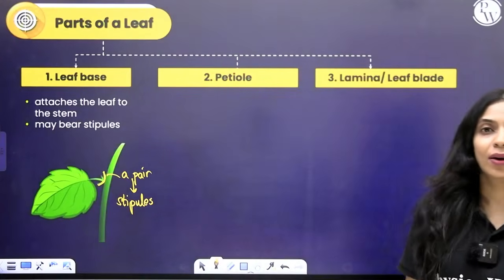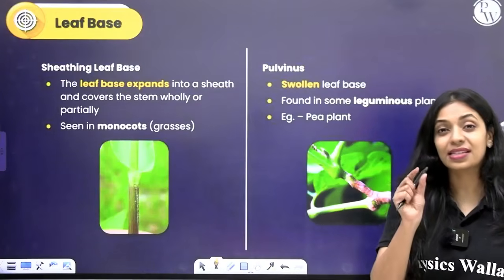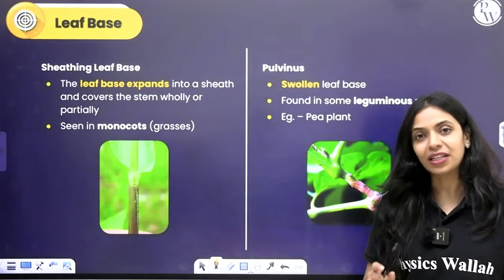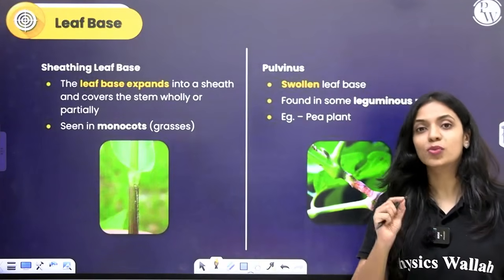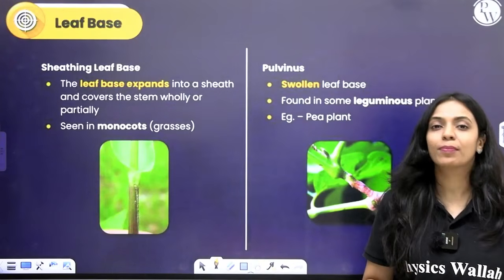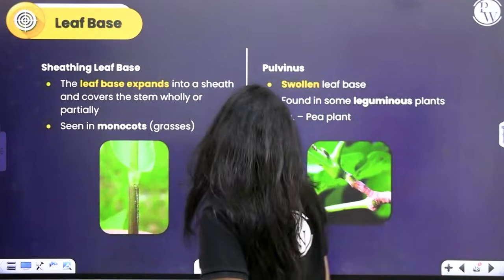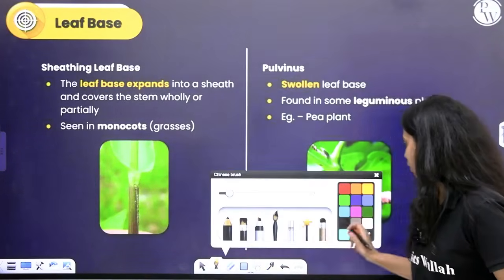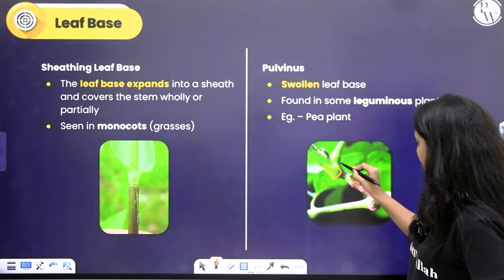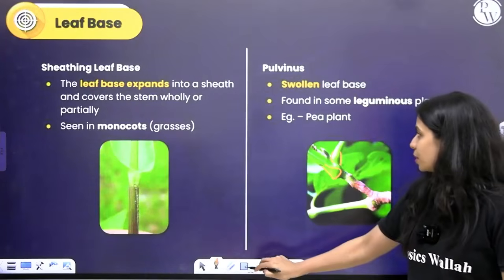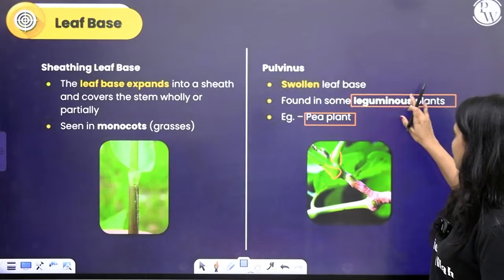Okay. Now, in some plants, what happens is the leaf base is slightly swollen. If the leaf base is swollen, we have a special name. We call it pulvinous. Such swollen leaf bases can be seen in members belonging to the Fabaceae family such as peas and beans. Yeah, it's right here. You can see how over here at the base it is swollen, right? So this can be seen in leguminous plants such as the pea plant.